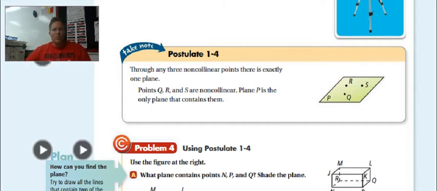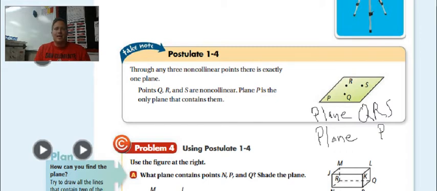So one way we could label this plane is you could label it two ways. You could label it as plane, and again we use capital letters, Q, R, and S. So that's one way that we could label the plane. And you see how, again, in another example, we have this P right here in the bottom left. There's no point to it. So the other way we could label this plane would be plane P. Either one of these would be acceptable. Those are two ways that we name actual planes.